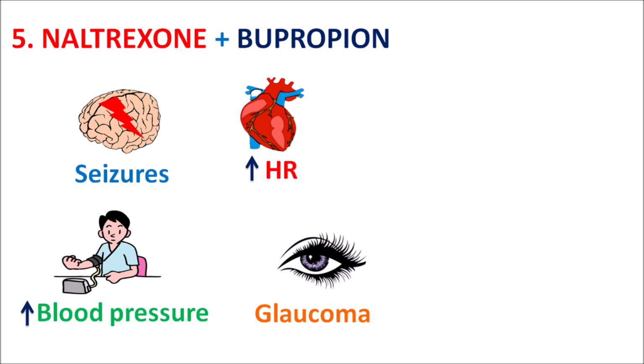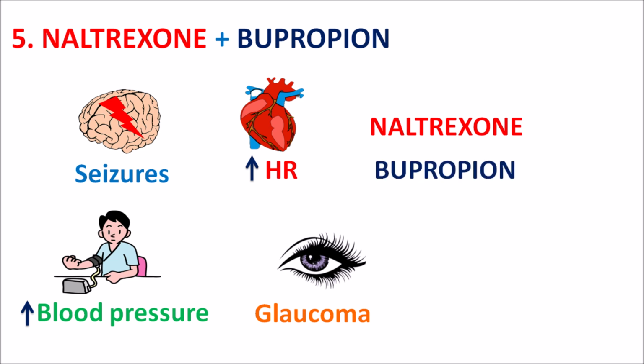Apart from these side effects, naltrexone and bupropion is an effective combination to control the body weight, where naltrexone is given at a dose of 8 mg and bupropion is given at a dose of 90 mg. So both of these drugs are combined in a single dosage form as extended release tablet.